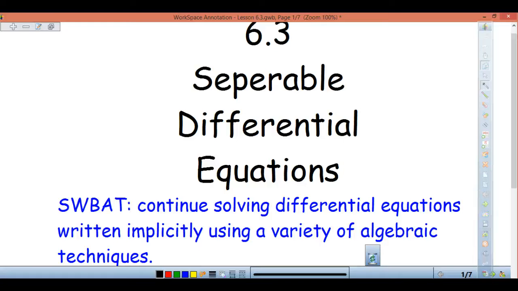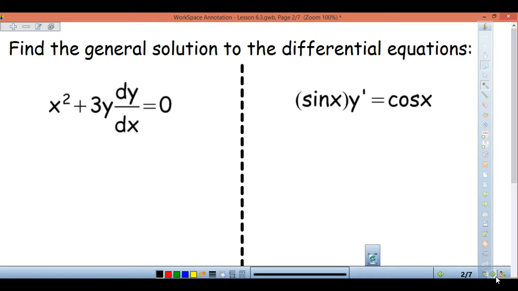In this lesson, we will just continue solving separable differential equations, so differential equations that are written implicitly with x's and y's on each side. So we'll just keep practicing with some different algebraic techniques that are available to you for finding these general solutions. So let's just start with a handful here.